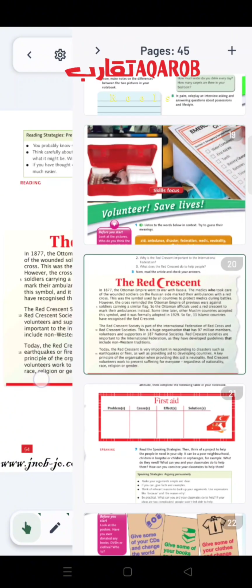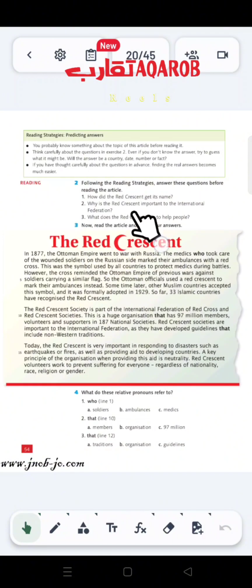In this video, we're going to answer these questions before we start reading about the Red Crescent. So, as we know, the Red Crescent, or the crescent especially, is a symbol of Islam, and the cross is a symbol of Christianity. So it's about an organization that helps people, the injured people in wars or of earthquakes or fires around the world.